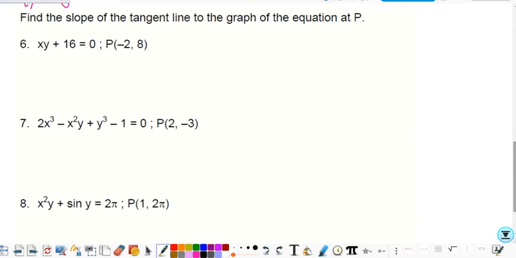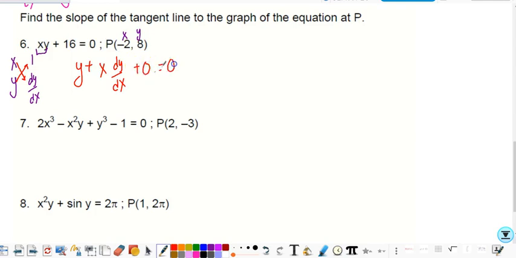Find the slope. So first we have to find the derivative, and then we will plug in the point because we're given an x and y. Product rule warning. Don't let these product rules trip you up. All right, derivative of x times y is y times 1 plus x times dy dx. Derivative of 16 is 0. No, you don't have to write that.